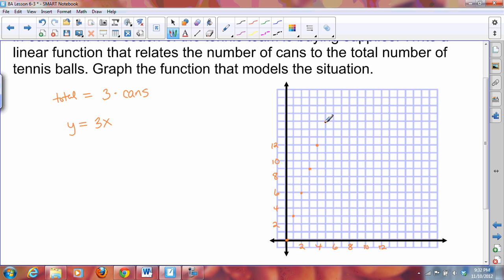Now, I'm not drawing a line on this one either, because even though you can have 4 tennis balls and 5 tennis balls, you can have 7 tennis balls and 8 tennis balls, you can't buy a part of a can. So you buy 1 can or 2 cans or 3 cans or 4 cans or 5 cans. So again, we just have the dots.